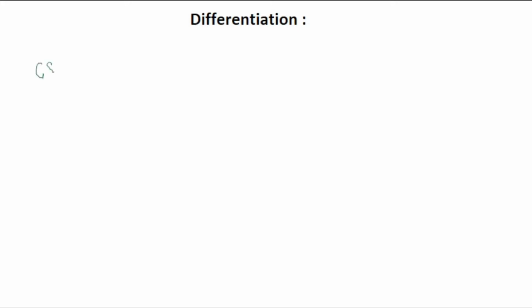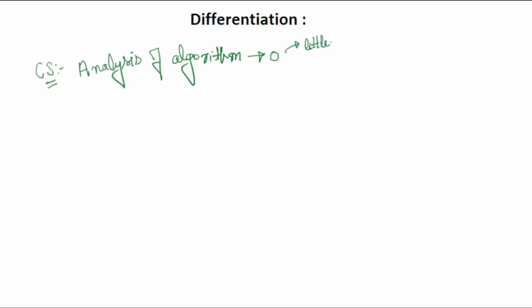In computer science, we learned about the analysis of algorithms. In that we have seen the term big O, but here we are talking about the little o. We have seen the function f(n) is equal to little o of g(n), so here we have the term little o.